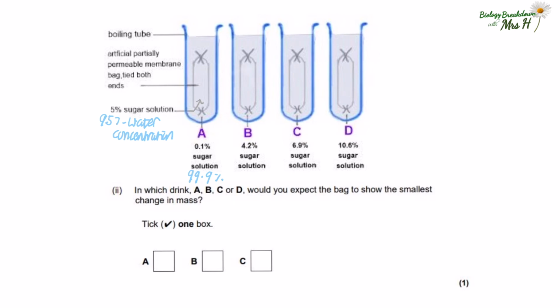In which drink, A, B, C or D, would you expect the bag to show the smallest change in mass? If the water concentration inside the bag is 95%, as we've already established, then for there to be no change in mass, the outside of the bag needs to be around 95% as well. If we work out the percentage of water concentration in each drink, A, B, C and D, remember, if water concentration is even both sides of the partially permeable membrane, there will be no osmosis and no change in mass. If we look here, the closest drink to 95% is B.